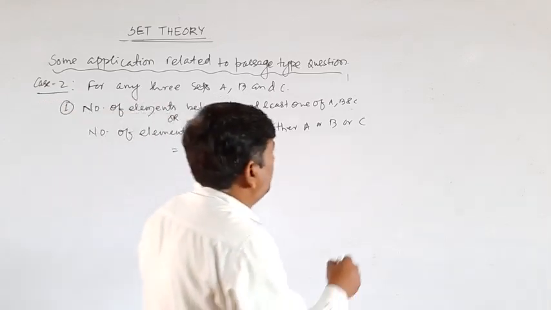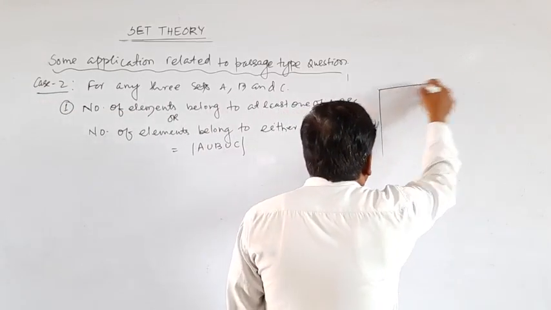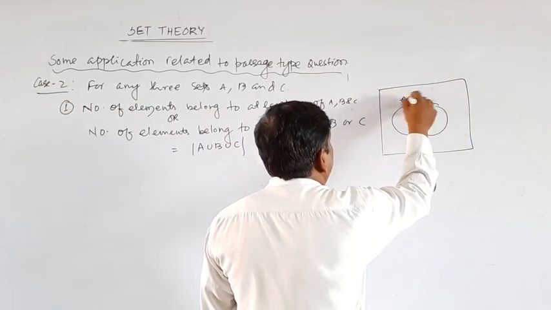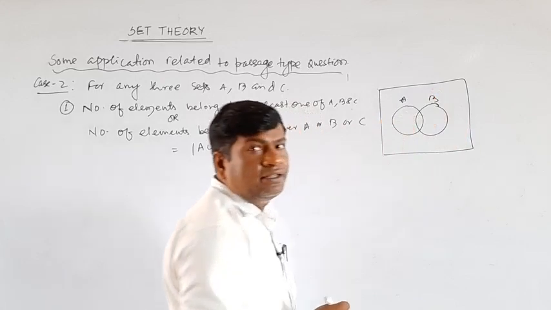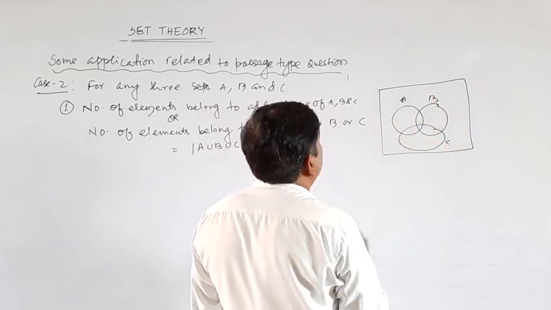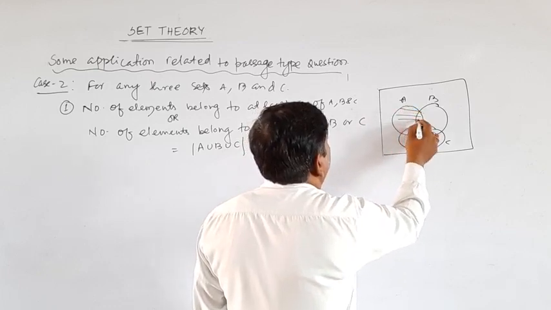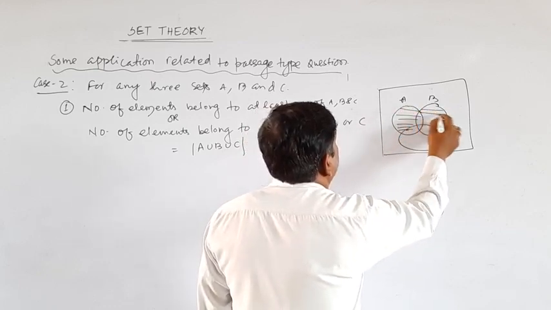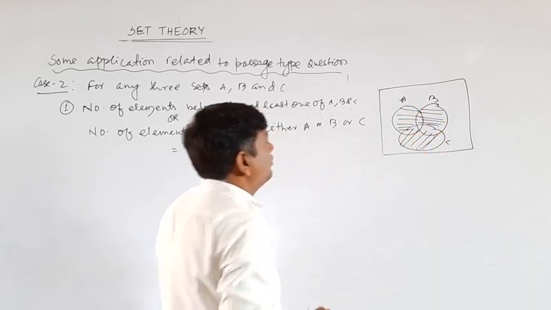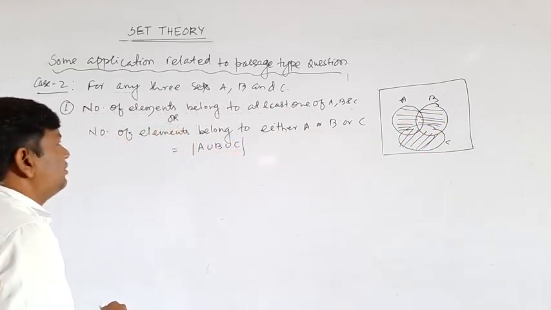This Venn diagram is, this is set A and this is set B, and this is set C. So at least one means maybe this or this or this, where 'or' means plus. So A union B union C, this is.